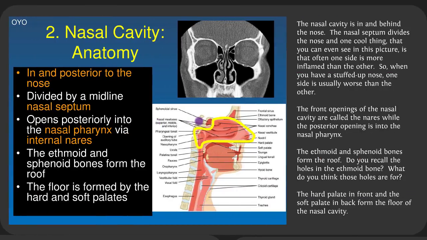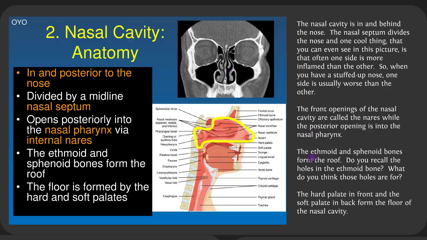The nasal cavity is in and behind the nose. The nasal septum divides the nose, and one cool thing that you can see in this picture is that often one side is more inflamed than the other. So this right side of this person is much more inflamed, and the left side is much more open. Sorry, from a radiological technician's point of view, right and left is the view from the camera, so this would be the person's right, this would be the person's left. So when you have a stuffed up nose, one side is usually worse than the other.